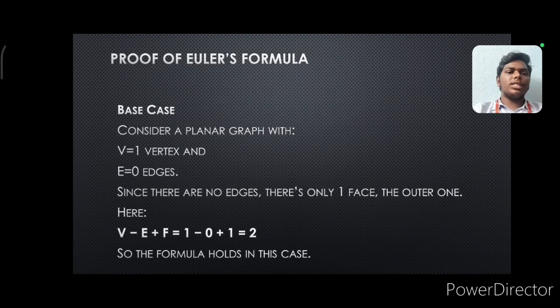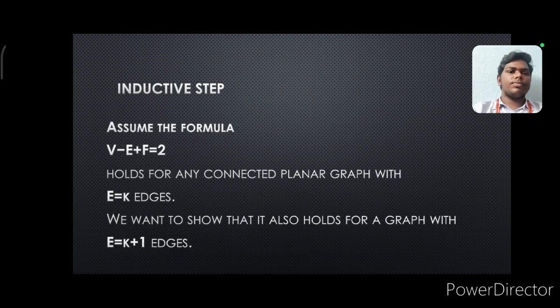So here we apply V, E, F. The vertex count is 1, and there are no edges, so that is equal to 0, and there is only one face, that is 1. So 1 minus 0 plus 1 equal to 2. So the formula holds in this case.